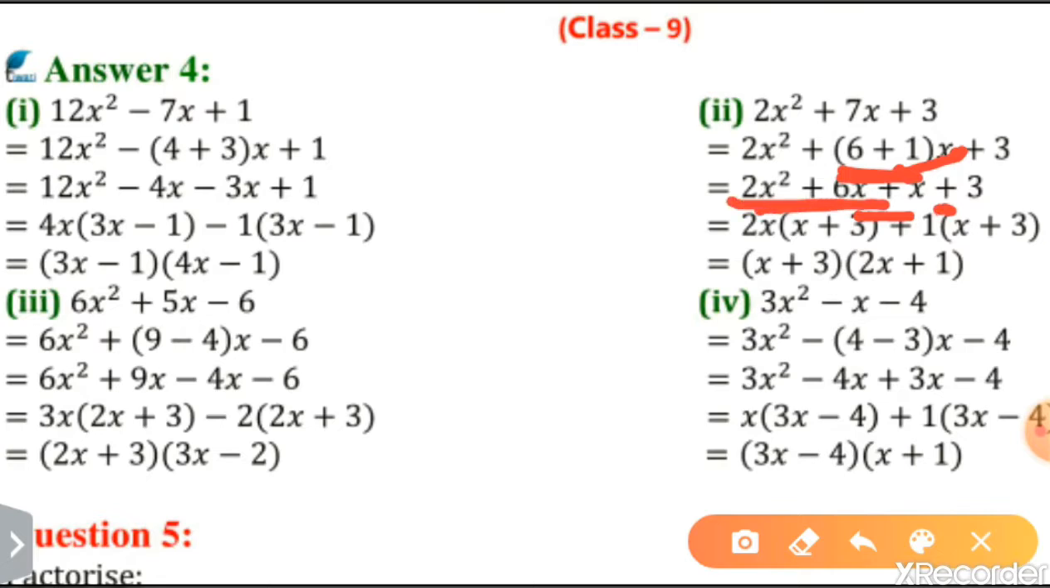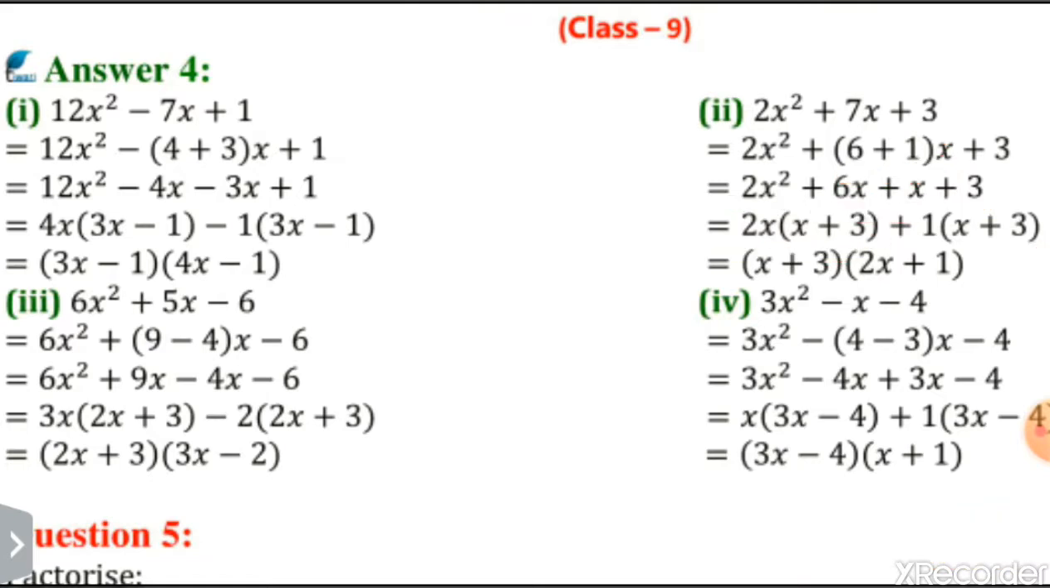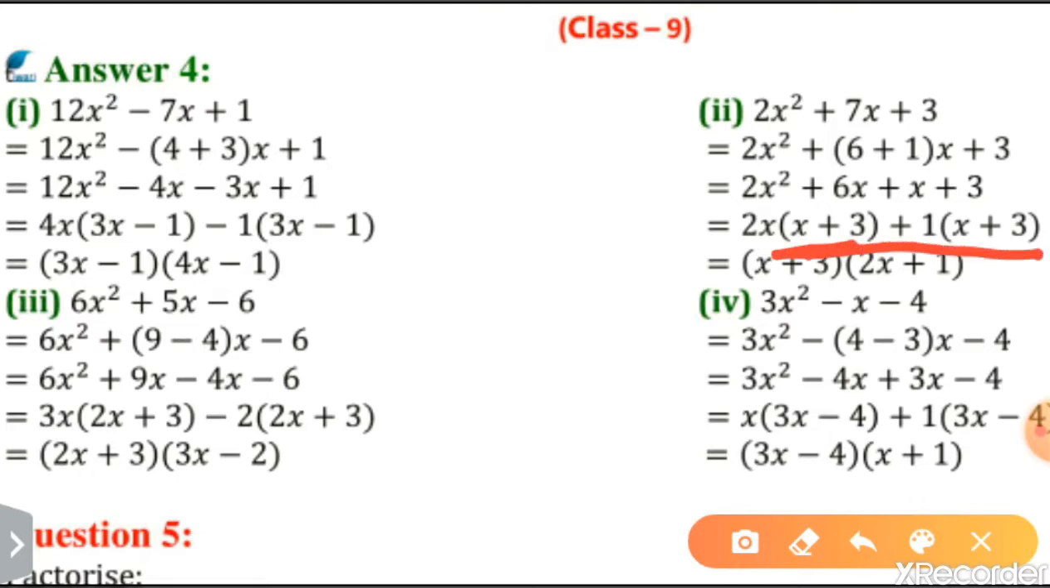Now we will take pairs of the terms together and take common, and we can see that inside the bracket the same thing is coming. So again we will take x plus 3 common among these two terms. So x plus 3 will be common, and the remaining part will be 2x plus 1. It will be tough to explain each and every part. You have to do the solution of this part and this part yourself. Now we will move to the next.